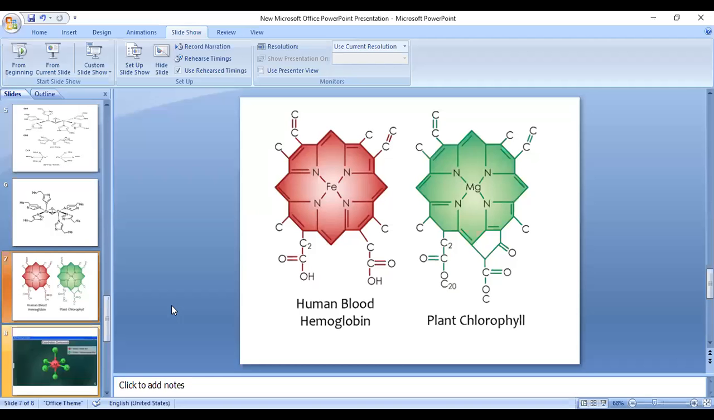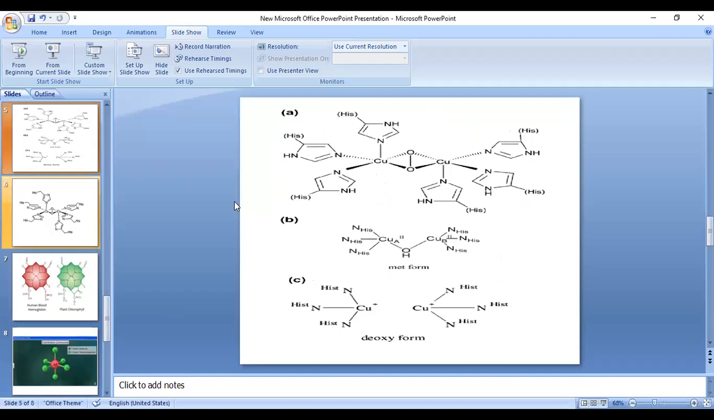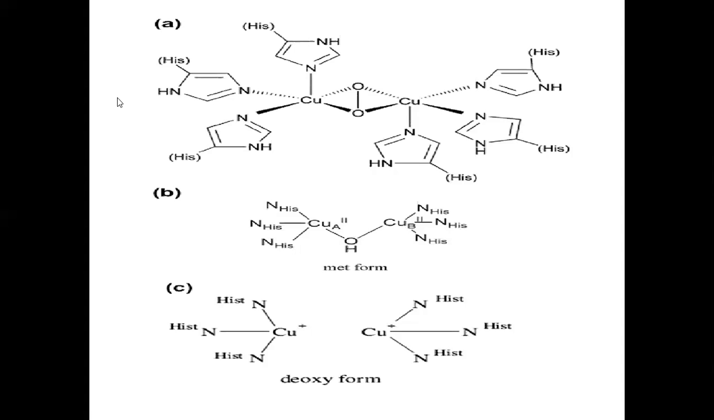So you can see here, this is the hemocyanin structure. This is the structure of hemocyanin here. So what is hemocyanin? Hemocyanin is also one of the pigments which is present in some of the insects. You know that there are some insects which have blood which is in blue color.